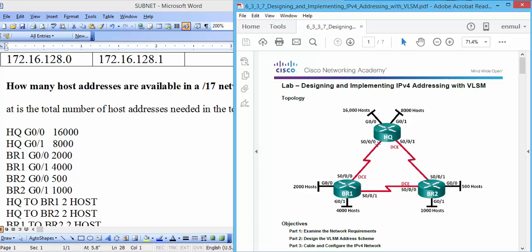Then for HQ to Branch 1, you need two IP addresses, one over here and one over here. So you need two hosts. And HQ to Branch 2, you also need two hosts, one over here and one over here. And then Branch 1 to Branch 2, you also need two hosts, one over here, another one over here.